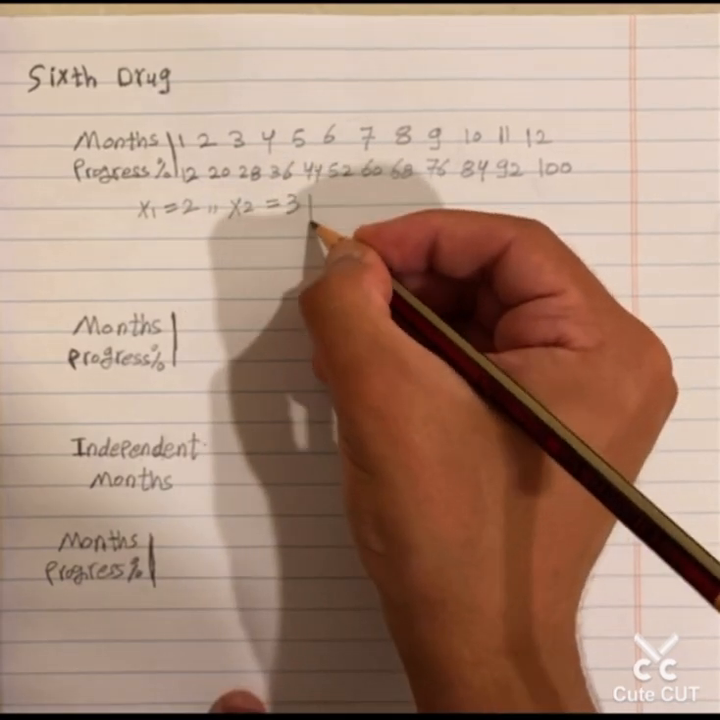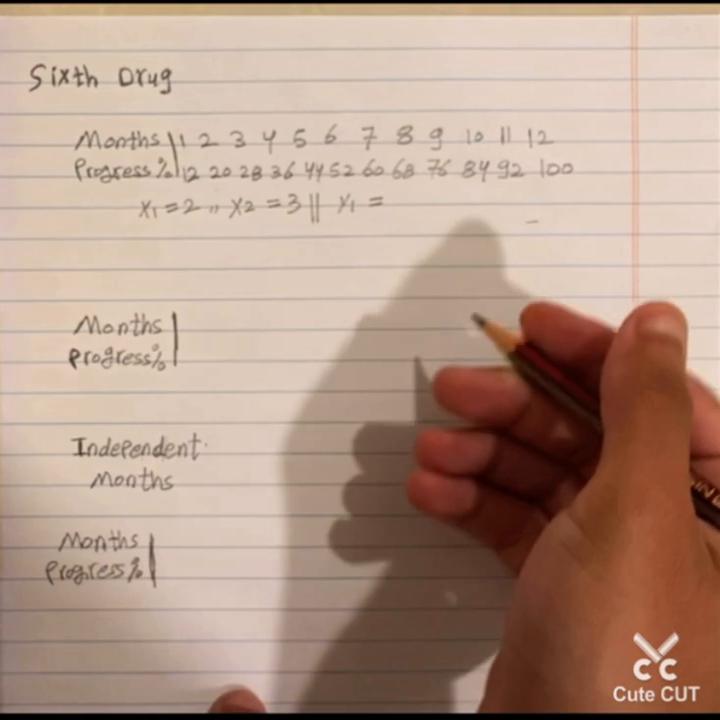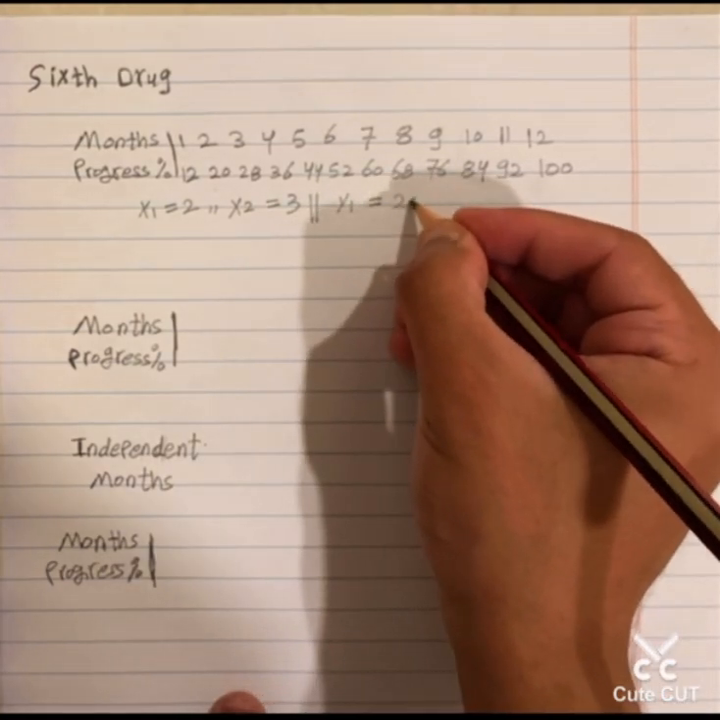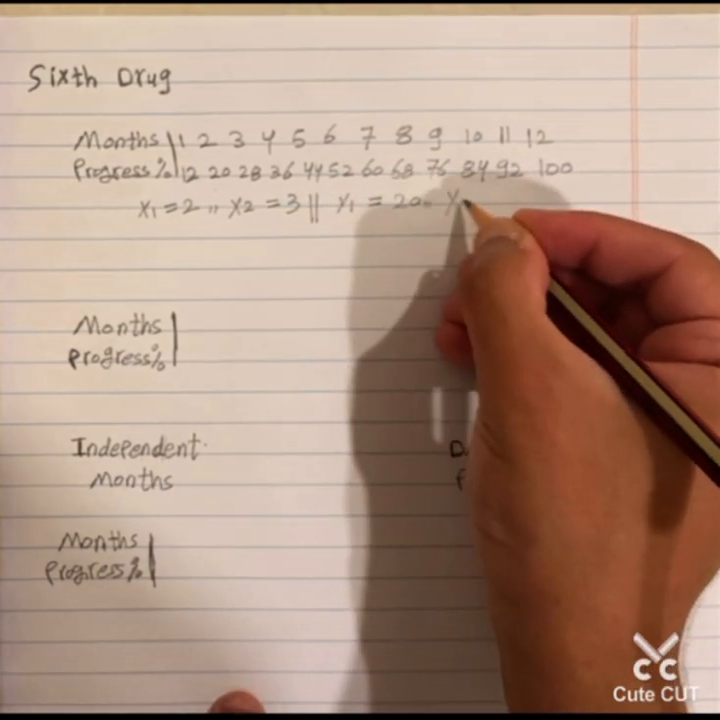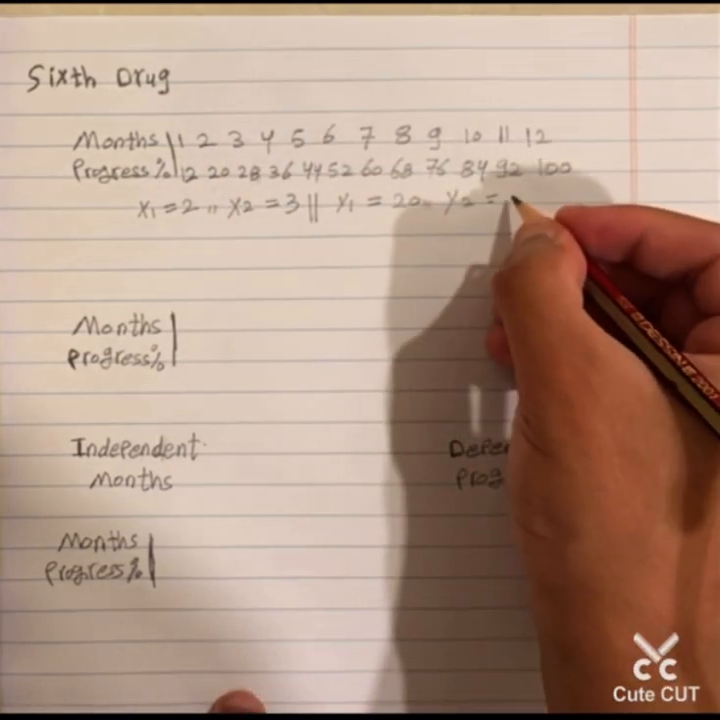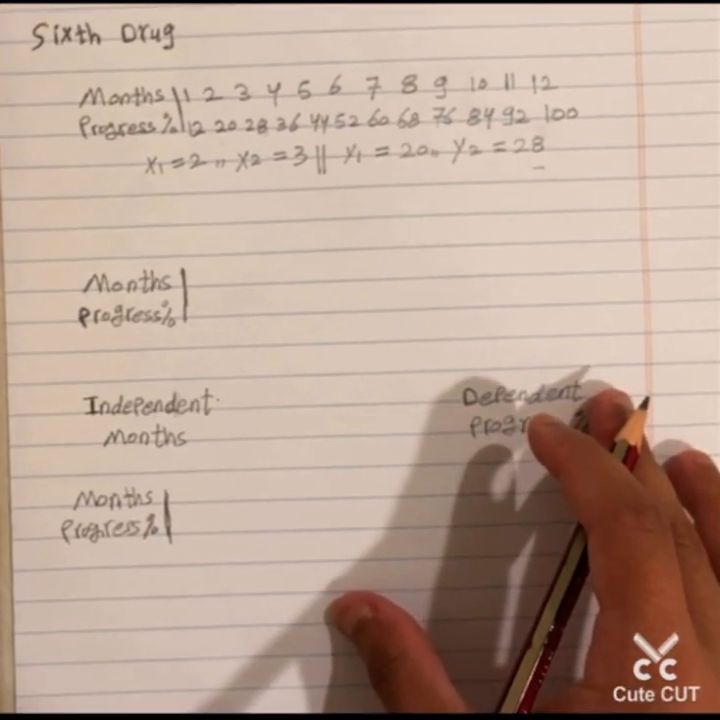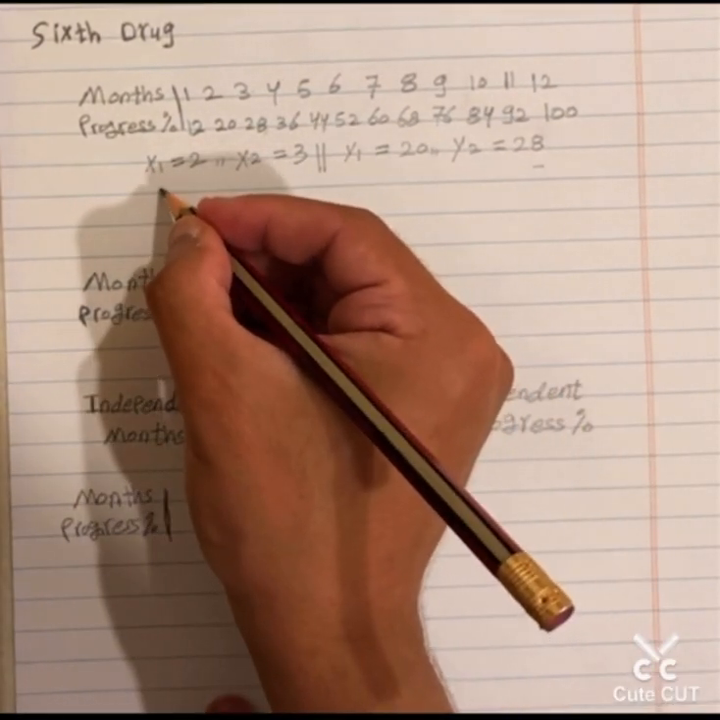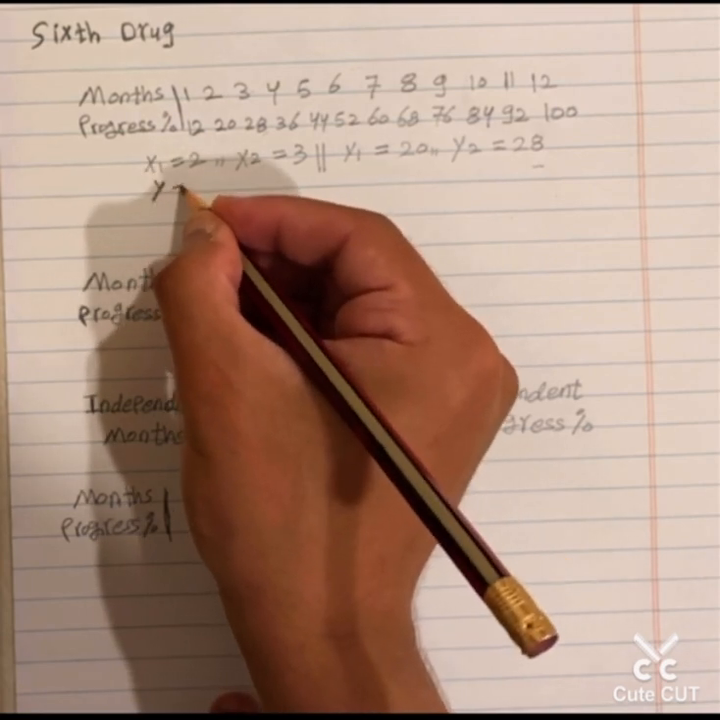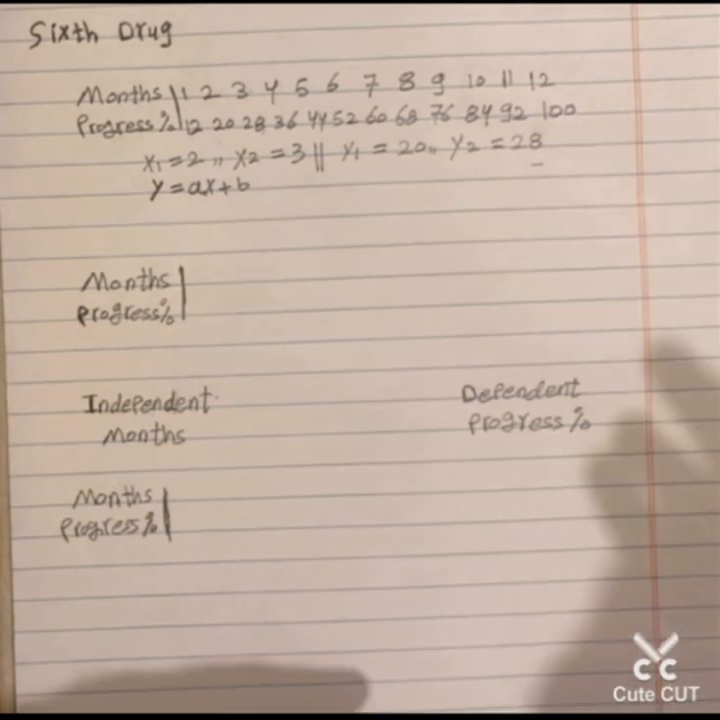y1 will be the value at x1, which will be 20, and y2 will be the value at x2, which is 28. We want to end up having an equation of this form, y equal to ax plus b. How to find a, how to find b?